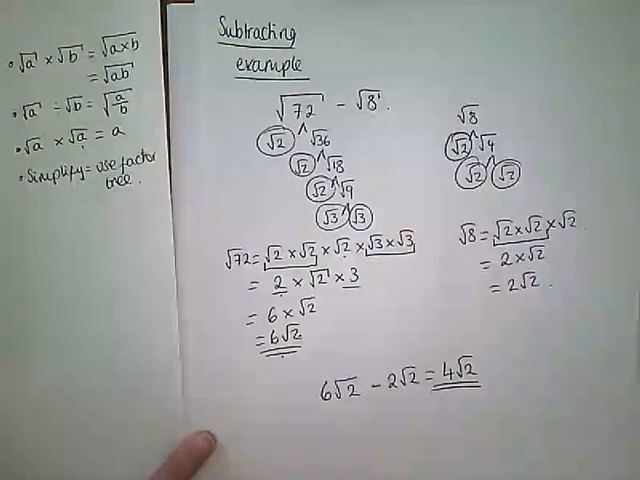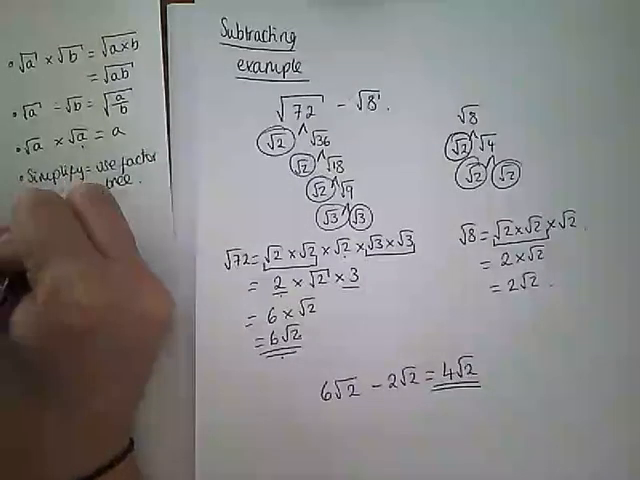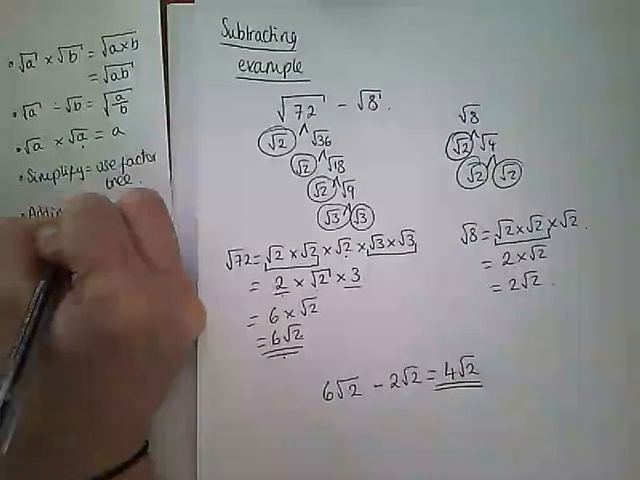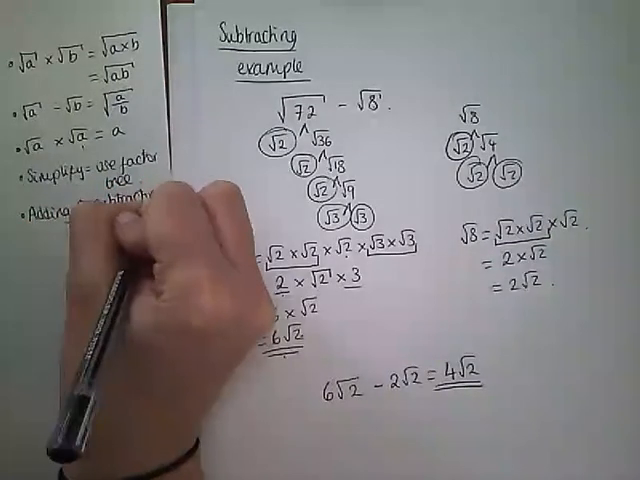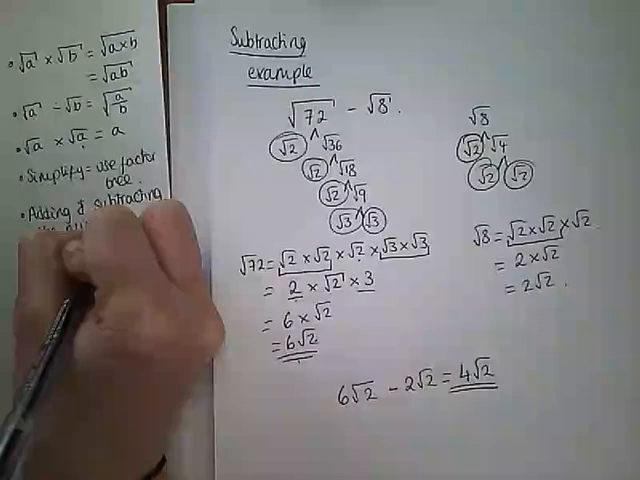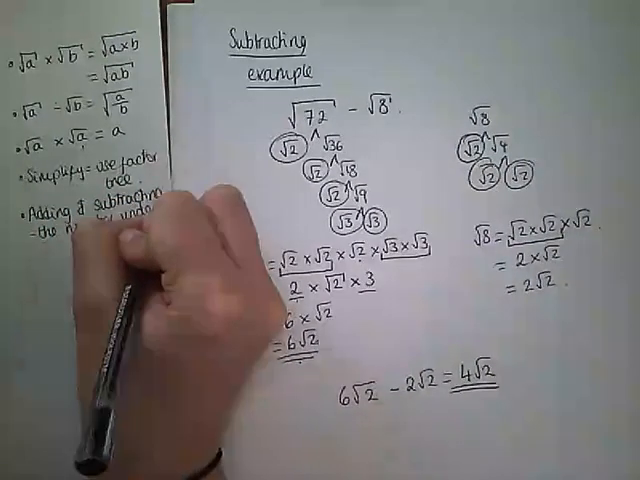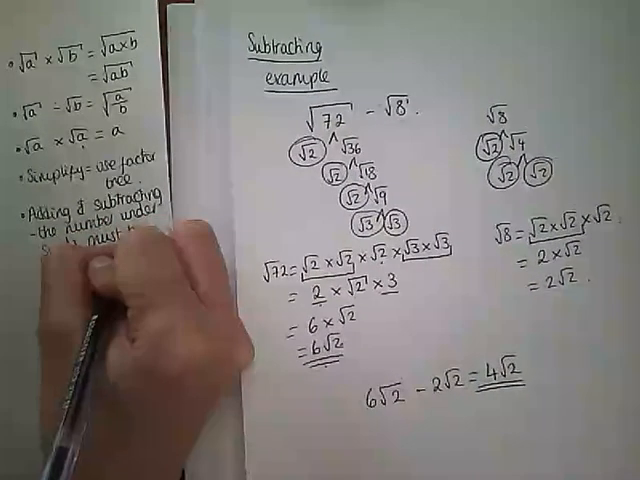That is subtracting. So with adding and subtracting, our key point is that the number underneath the surds must be the same.